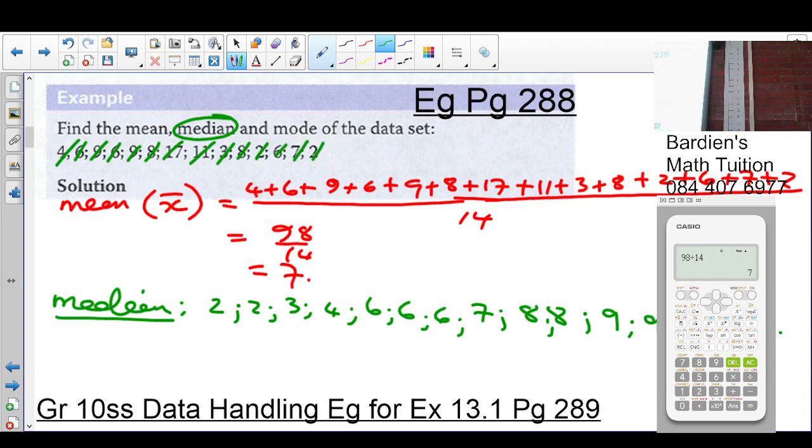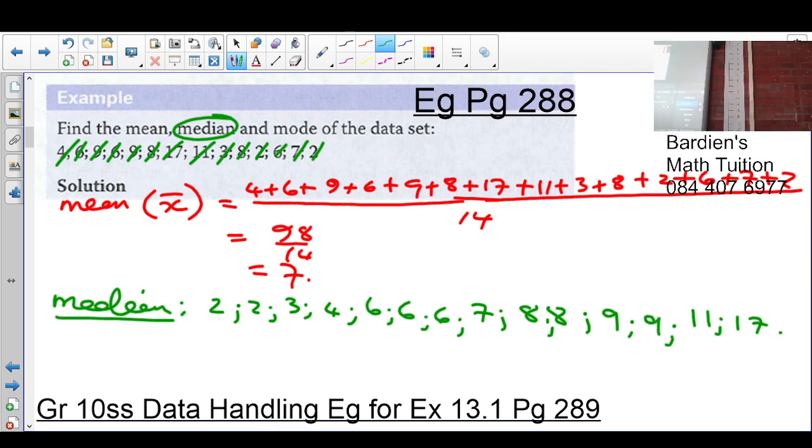Let me take this calculator away so that you can see what's happening. Since there are 14 numbers, 14 divided by 2 is 7. If it's an even amount of numbers, there are two numbers in the middle, which are the 7th and the 8th number.